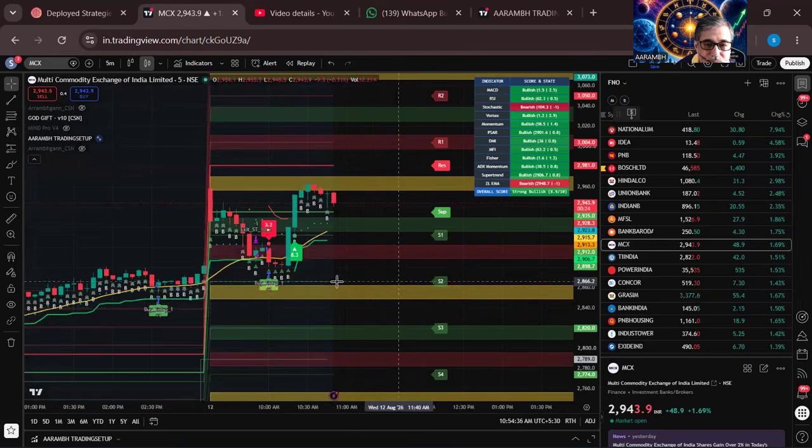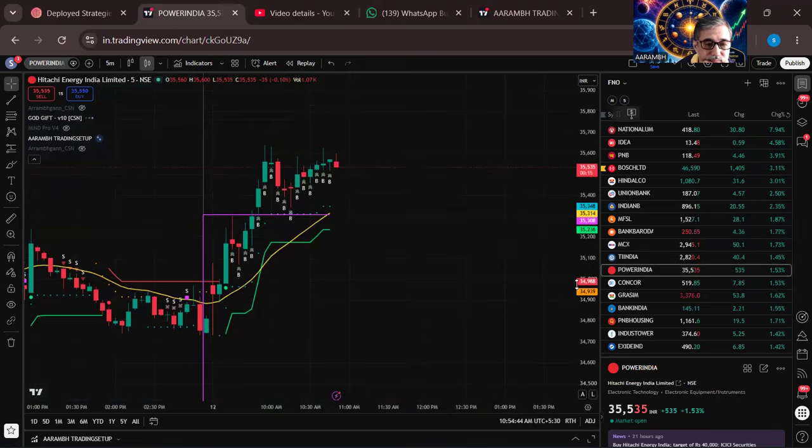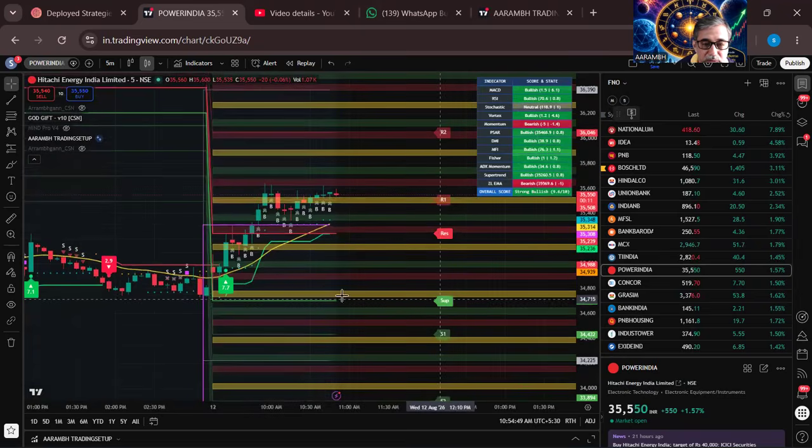See, first of all, there is no pink line nearby here. Okay, so support resistance below the resistance, so there is no buy at all. So leave it. Power India, see the beautiful setup. Now support resistance above pink line. So it is a buy here.